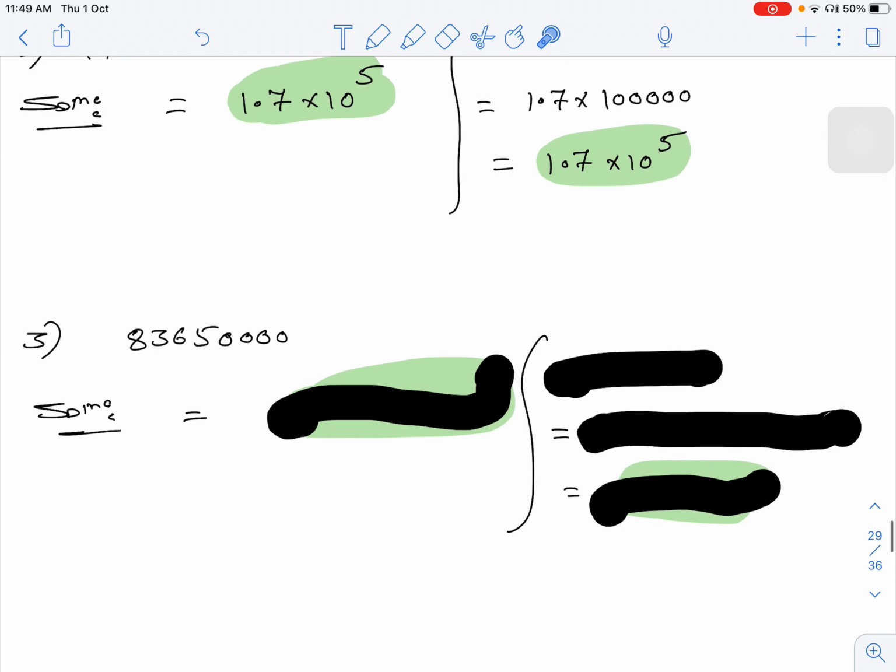Okay, now for this example we are going to solve it directly. Nowhere is a decimal shown, which means the decimal is present at the end. We want to write it in standard form, so the decimal should come between 8 and 3. So how many digits do we have to move to the left? 1 2 3 4 5 6 7. Okay, so what must be our answer? It will be 8.365 into 10 raised to 7.